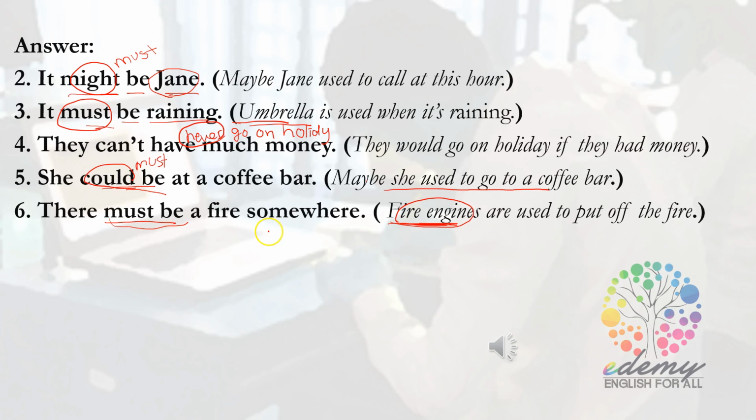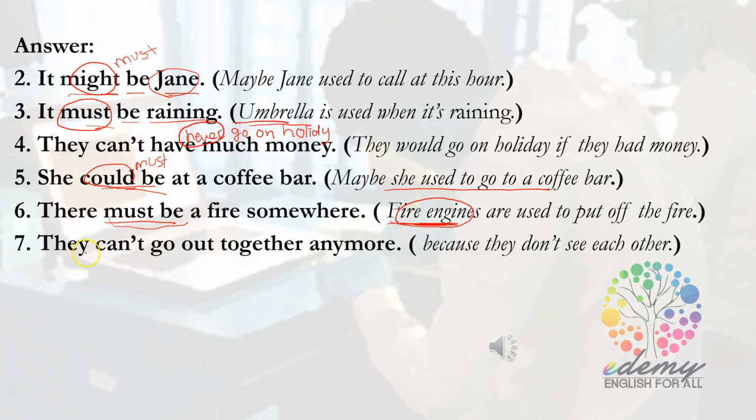Tom hasn't seen Zoe for ages. And we have can't and go out together anymore in the bracket. So for this answer we have, they can't go out together anymore. Why do we use can't? Imagine the situation that Tom and Zoe haven't seen each other for ages. You know the phrase for ages, right? It means a very long time. So you are sure that they cannot go out together anymore because they haven't seen each other for a long time, for ages. So that's why you use the word can't.